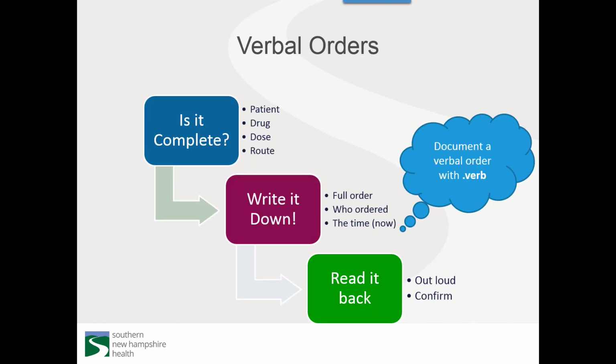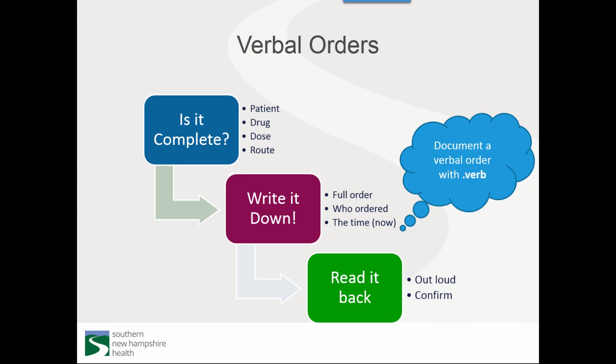Well, first of all, we want to recognize that this is a verbal order. And we want to think about a couple of things we want to do for safety. First of all, we need to make sure that the order is complete. We need to make sure that we know who is getting the drug. What are we giving? What is the dose that is ordered and the route? If all four of those things are not present, you don't have a complete order, so you need more information. So in this case, we have to go and find Dr. A. We have to make sure that we get that information from him. And then what are we going to do once we get that?